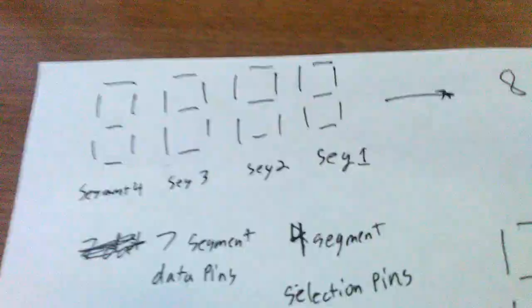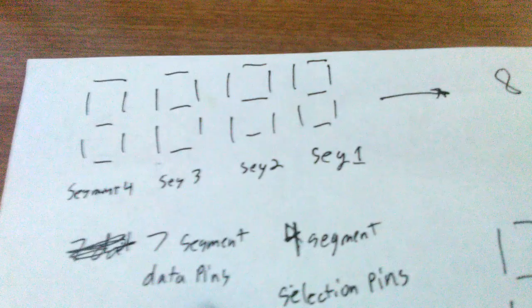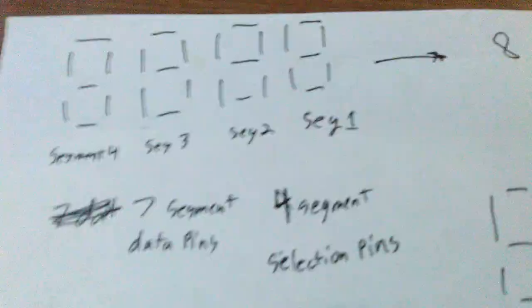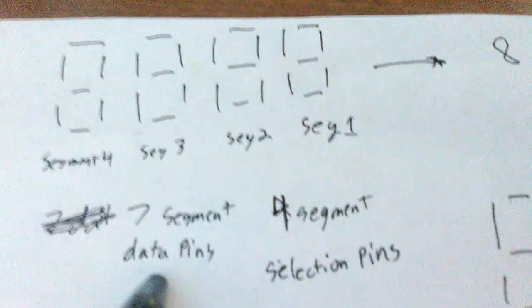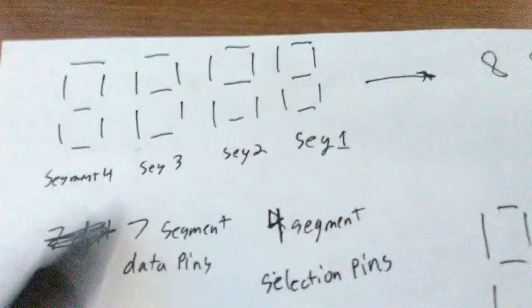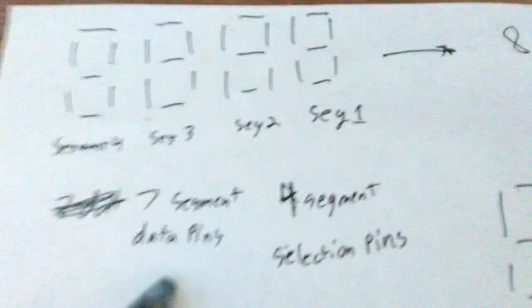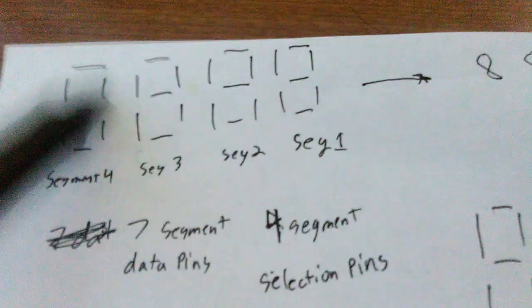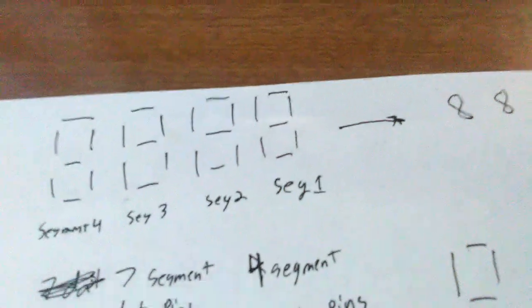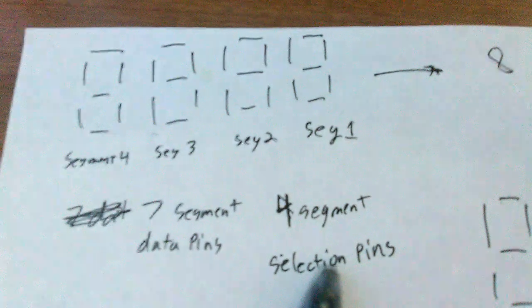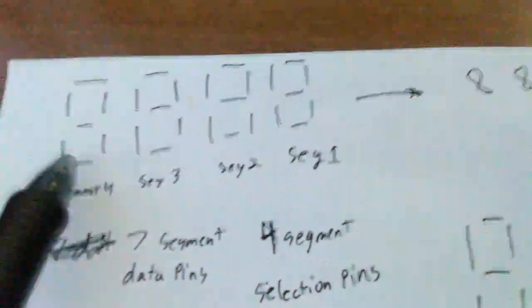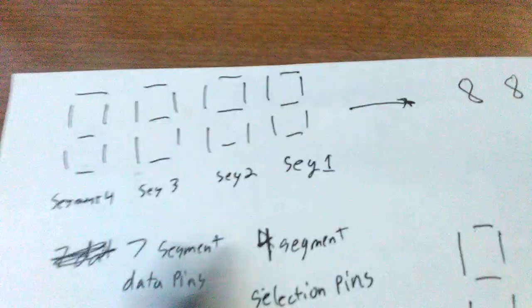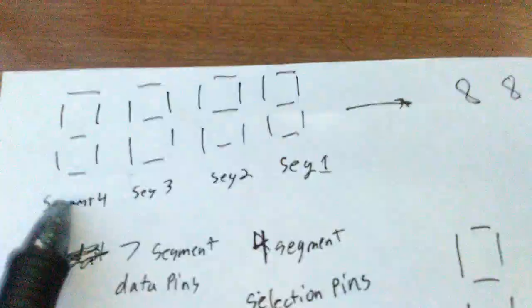So this package has 7 data pins and 4 selection pins. Each one of these data pins controls one of the 7 segments. So if you turned all the data pins on, you'd get the number 8. Now if you had the number 8 in the data pins, you can then turn on which digit you want to display the 8. Now all of these digits share the same data pins.